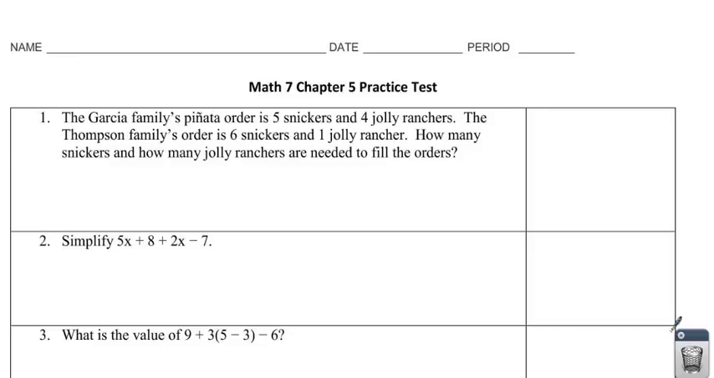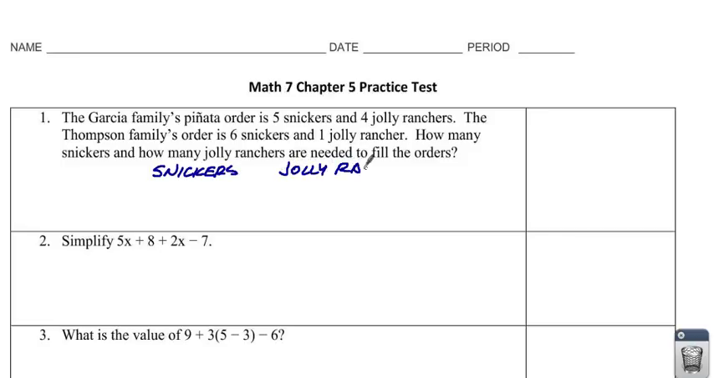Okay, the first question, and this caused some confusion when people started looking at it on Friday. The idea behind this first question is to get you thinking about like terms. So we've got two families that are ordering piñatas, and we've looked at just a small part of the candy in these piñatas. We're looking at the Snickers that are going into the piñatas, and the Jolly Ranchers that are going into the piñatas.